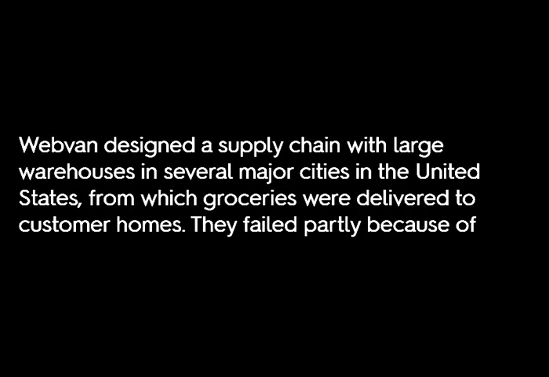Retailing in the United States is largely consolidated. For any supply chain, there is only one source of revenue, the customer. Webvan designed a supply chain with large warehouses in several major cities in the United States, from which groceries were delivered to customer homes. They failed partly because of higher labor costs for picking orders.